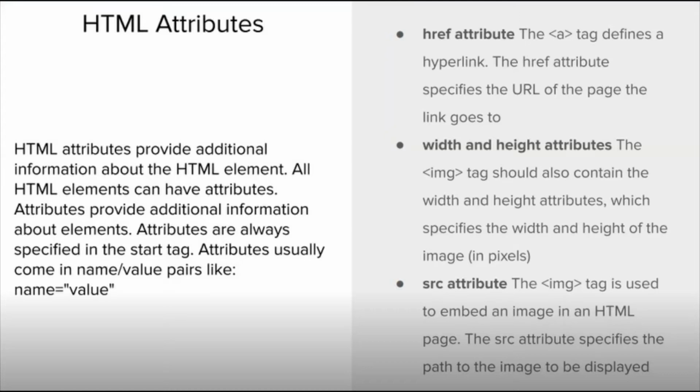HTML attributes. HTML attributes provide additional information about the HTML element. All HTML elements can have attributes. Attributes are always specified in the start tag. Attributes usually come in name-value pairs like name equals double quotes value double quotes. Now we'll be testing two tags, the anchor tag and the image tag, in Notepad with their attributes.